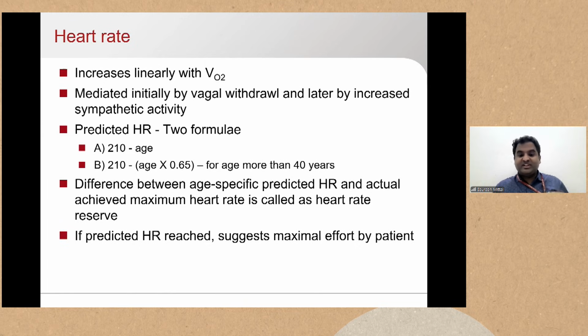That means if the patient's heart rate during the exercise reaches his predicted heart rate, the patient has actually done a very good test and has put in his maximum effort. The difference that remains, that is, between the predicted heart rate and the actually achieved maximum heart rate, is called the heart rate reserve. This heart rate reserve is also a very important value during CPET interpretation, that we have to see. Okay, so I am trying to tell you the basic words which come up in the report and what they mean.